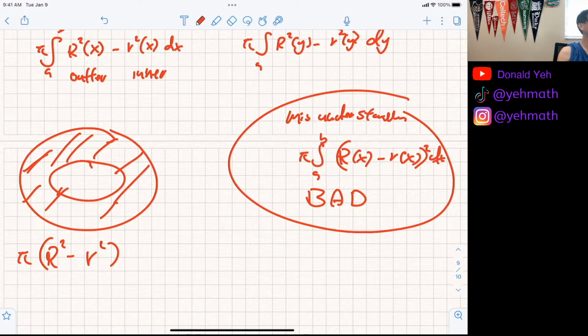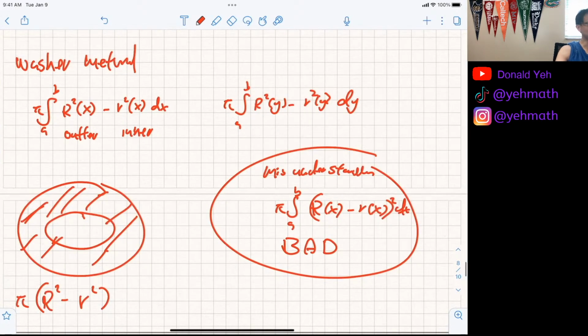Would you still say this is outer minus inner? Yeah. But just make sure that it's not r minus r squared. It's r minus r, in parentheses, squared. That's bad. So this is the washer method.